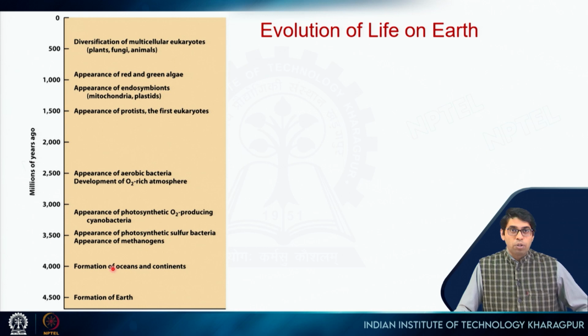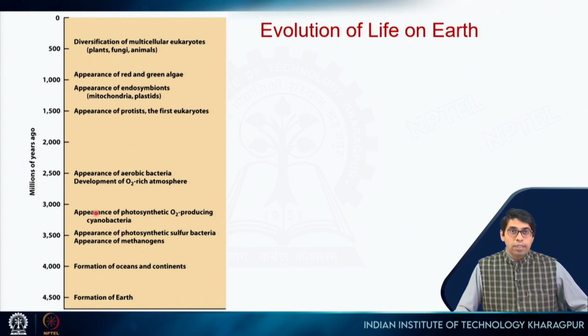4 billion years ago, formation of oceans and continents. 3.5 billion years ago, appearance of photosynthetic sulfur bacteria and appearance of methanogens. These are organisms which use these inorganic sources. Almost 3000 million or 3 billion years ago, the first photosynthetic oxygen producing cyanobacteria appear.